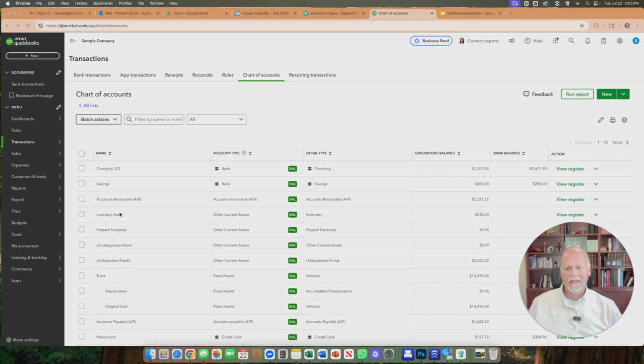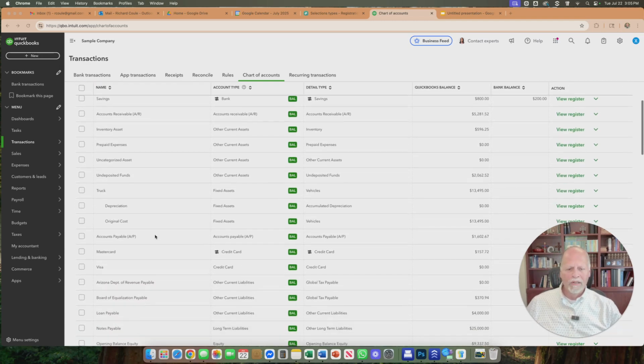This one is an asset, so it's going to show up on the balance sheet: savings, accounts receivable, inventory, prepaid expenses, or expenses that we've incurred that we've not yet gotten product or services for. Maybe we've prepaid for someone to come and paint the office building, for example. That's actually an asset that we have coming to us. And on down we could go.